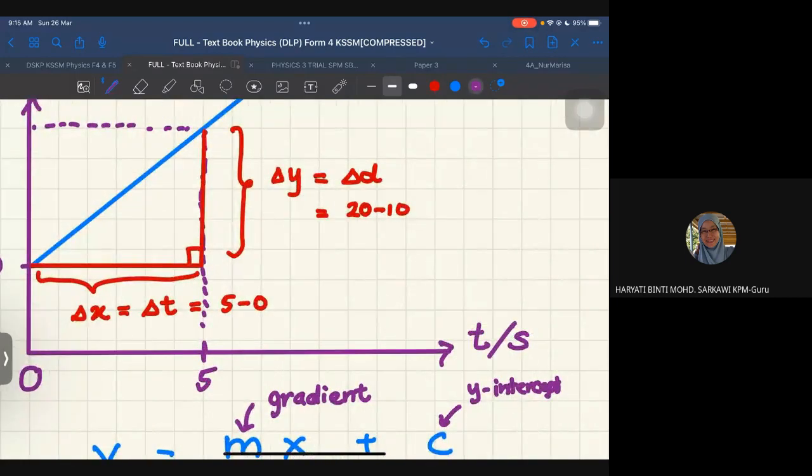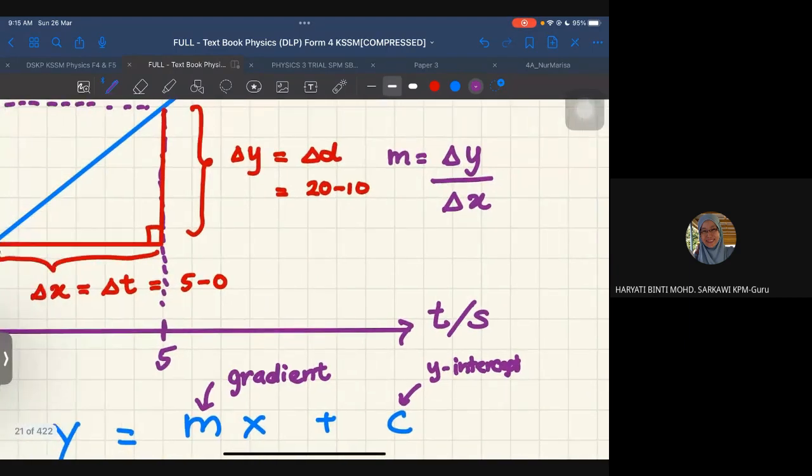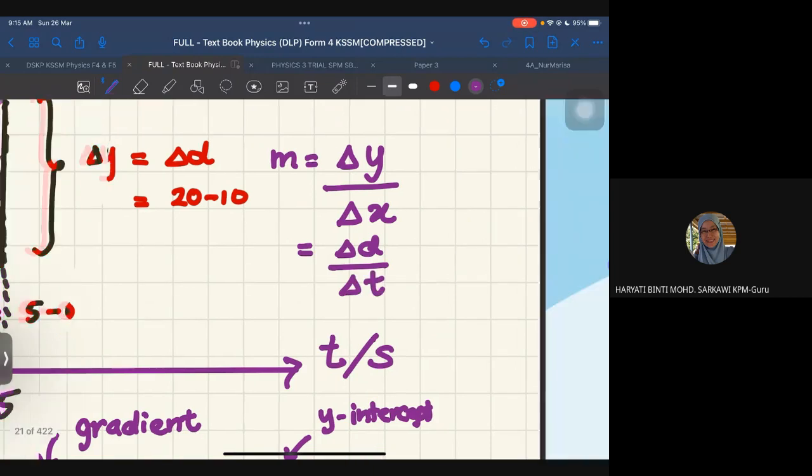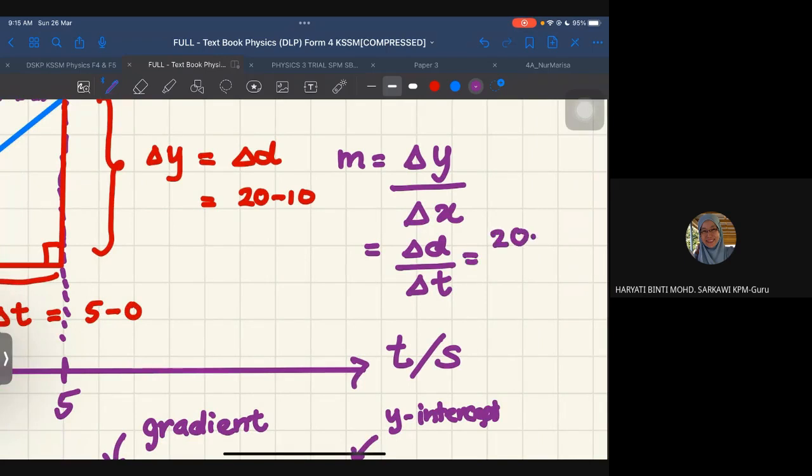So the formula for gradient M is the change in the vertical axis, the change in y, divided by the change in the horizontal axis. But since our axes are not y and x, we have d and t, I can write the change in d divided by the change in t. Now we substitute the values: d is 20 minus 10, horizontal is 5 minus 0. Help me to calculate. What is the answer? 2, correct. So the gradient now is 2.